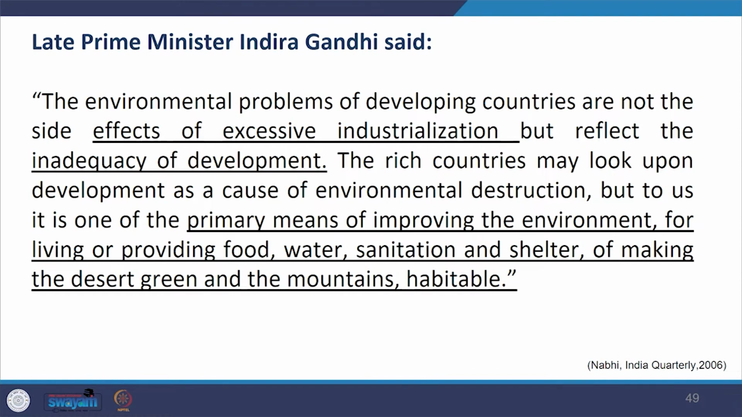So if sustainable development would happen, they would really be able to take care of the environmental problems. Comparing it with the rich countries, which may look upon development as a cause of environmental destruction, to us, meaning the developing countries, it is one of the primary means of improving the environment for living, or providing food, water, sanitation and shelter, or making the desert green and the mountain habitable.